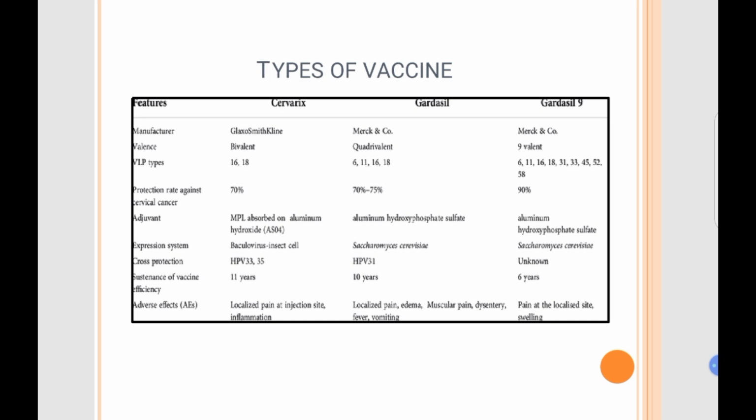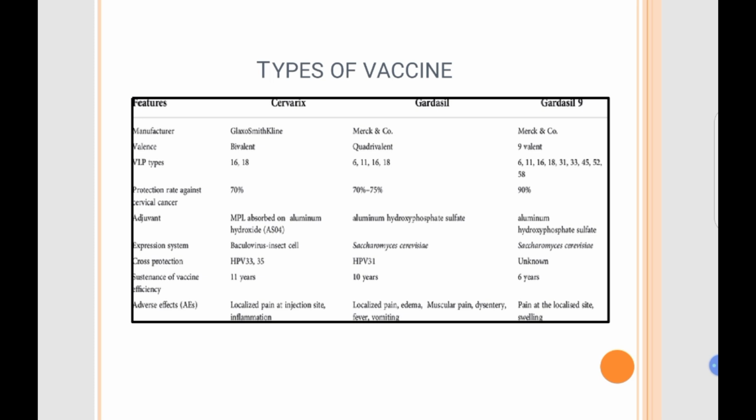Cervarix covers only two types of HPV strains, that is 16 and 18, while Gardasil will cover four strains, that is 6, 11, 16, 18. Gardasil 9 will cover the same four plus an additional five. So, four which are covered by Gardasil, that is 6, 11, 16, 18. Apart from that, it will cover 31, 33, 45, 52 and 58. Now what is the protection rate against cervical cancer? Cervarix has got a 70% protection, while Gardasil 70 to 75% and Gardasil 9 90%.